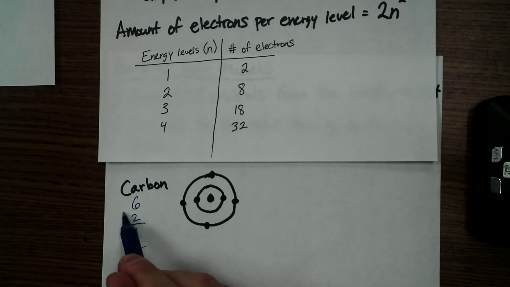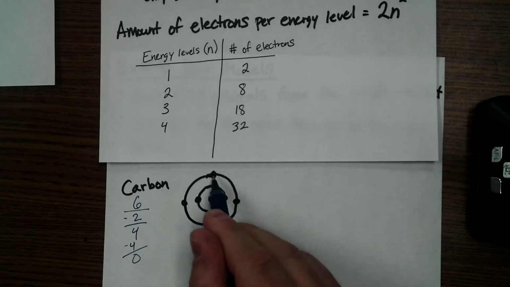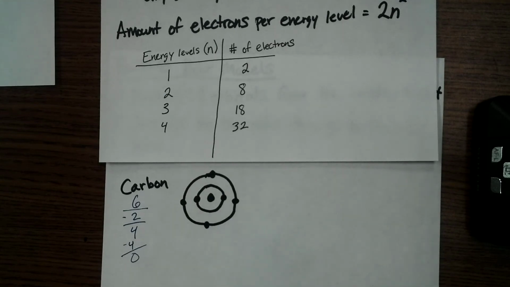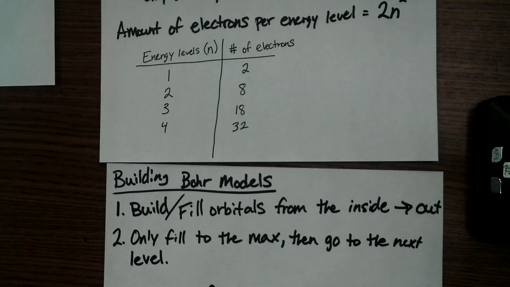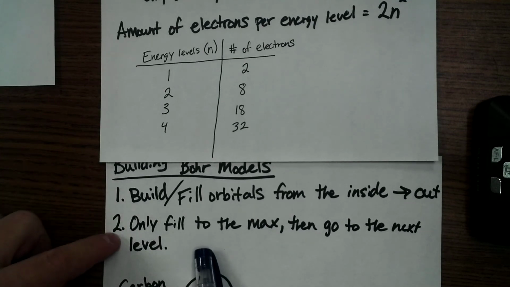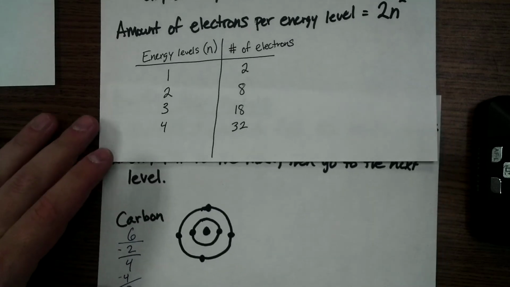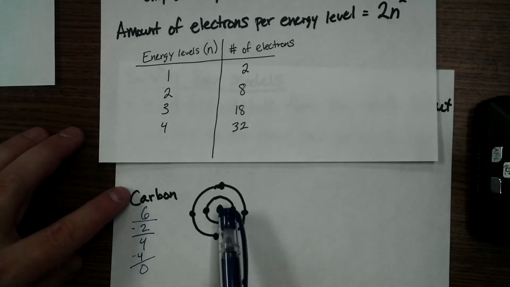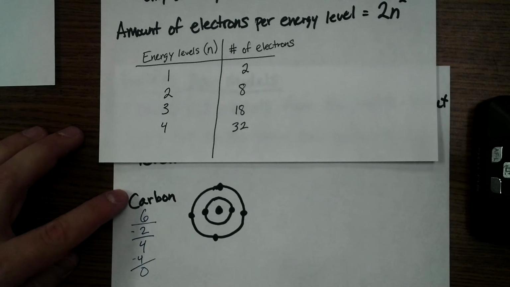Carbon, we said at the beginning, had 6 electrons. 1, 2, 3, 4, 5, 6. We have done our rules. We built from the inside out, and then we also filled to the max and then to the next level. We filled to the max by putting 2 in the first ring and then 4 in the second ring.